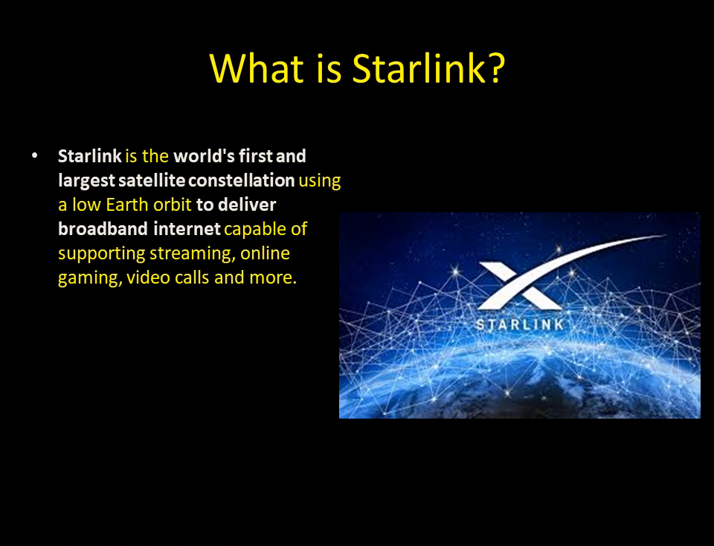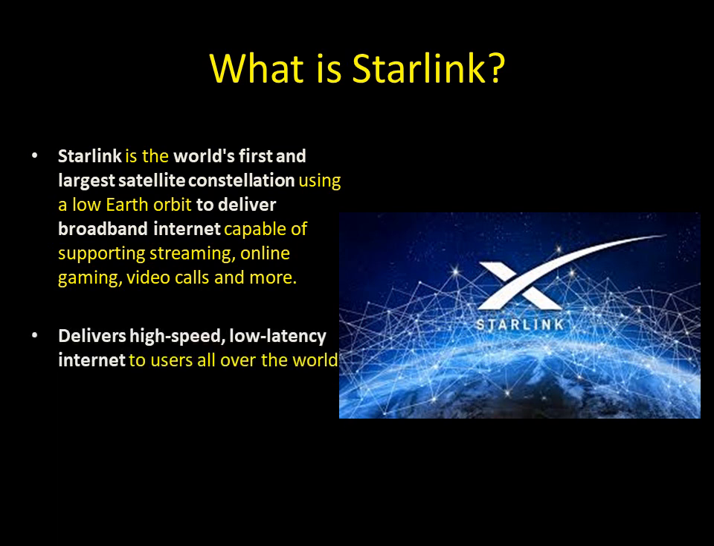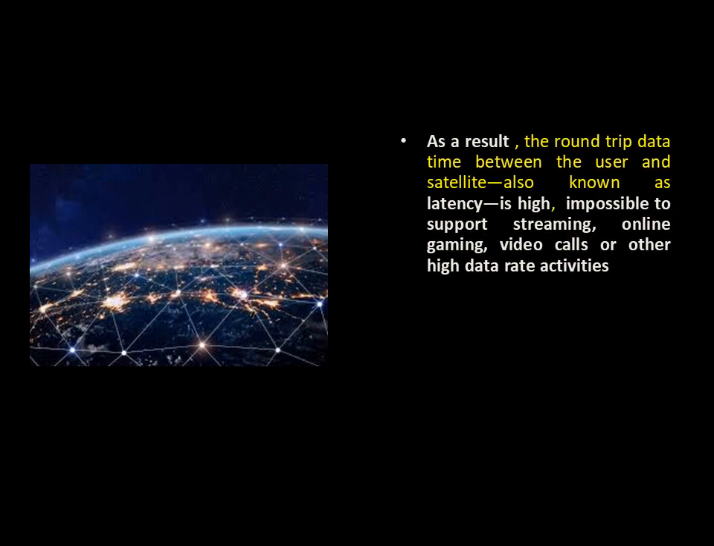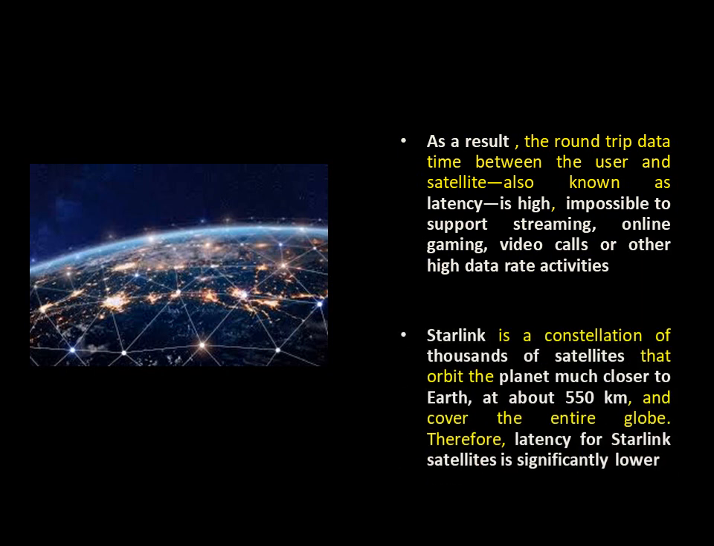What is Starlink? Starlink is the world's first and largest satellite constellation using a low Earth orbit to deliver broadband internet capable of supporting streaming, online gaming, video calls, and more. Starlink delivers high-speed, low-latency internet to users all over the world. Most satellite internet services come from single geostationary satellites that orbit the planet at 35,786 kilometers. As a result, the round-trip data time between the user and the satellite, also known as the latency, is high, making it nearly impossible to support streaming, online gaming, video calls, or other high data rate activities.